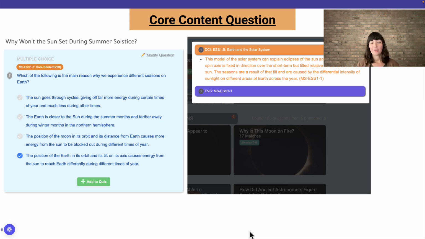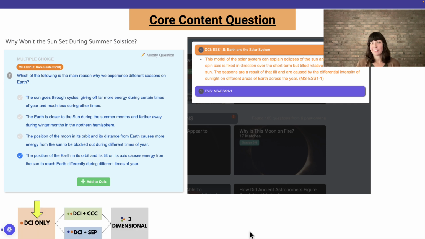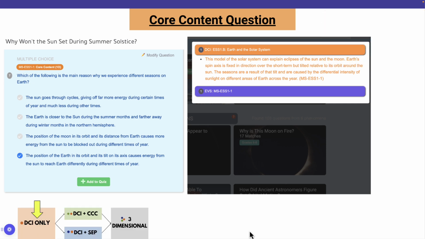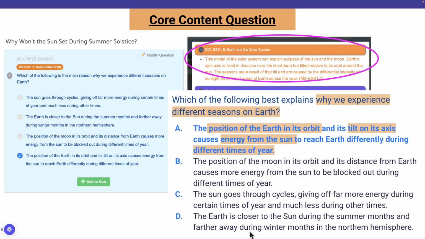One-dimensional questions, called core content questions on the site, assess the DCI only. Again, this is the what scientists know dimension of the performance expectation. You can see here how question tagging in the teacher view on InnerOrbit provides information about what specific knowledge is being assessed by this question, based on its alignment to the performance expectation.